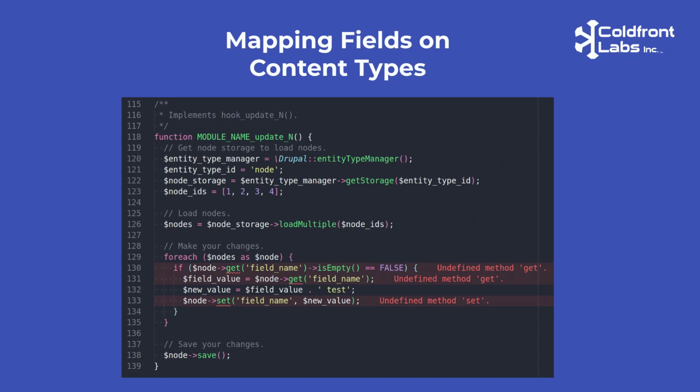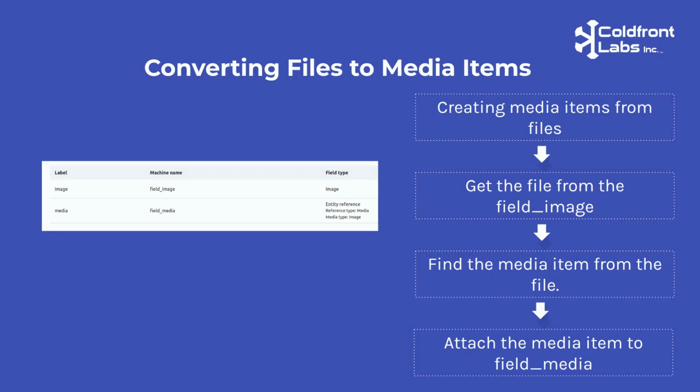So here's an example when we might want to map fields on the same content type. We do the same thing. We load the data. You can see at the beginning we get the node IDs, and then we load the node objects themselves. We iterate over them, and here we check if the field has a value. If it has a value, we get the field, we update the value we want, and then after all that is done, we save the node.